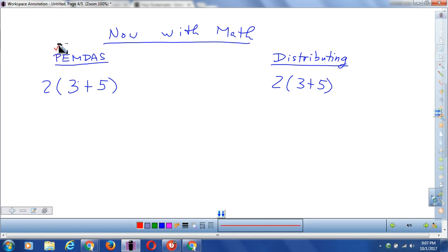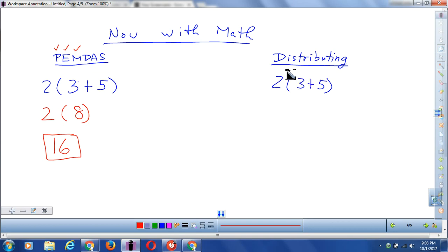So first, of course, by PEMDAS, I'm going to look at the parentheses. And I'm going to do 3 plus 5. Because they were in parentheses, that has to come first. So now I'm going to have 2 times 8. Okay, and now there's no exponents, and there is some multiplying to do. So I'm going to do 2 times 8 makes 16. And that's going to be my final answer. So 2 times the quantity of 3 plus 5 is 16.